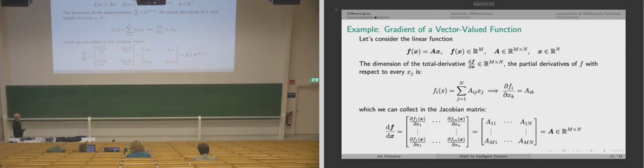computing the first order derivative for a linear function. And it turns out that if we have a matrix that multiplies a vector, then the Jacobian is actually the constant matrix that is multiplying that input vector.